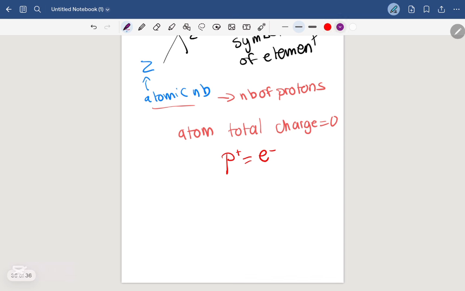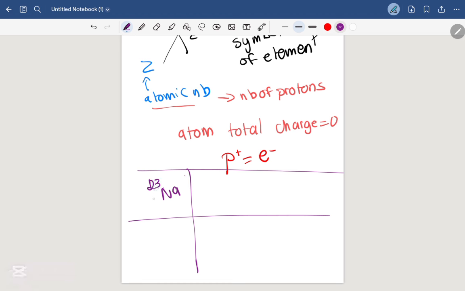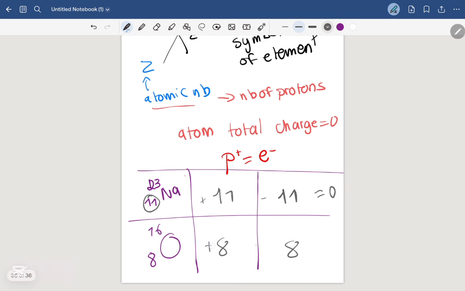So let's take an example. Let's take two examples. Let's say we have Na, sodium, which has a mass number of 23 and an atomic number of 11, and oxygen, which has a mass number of 16 and an atomic number of 8. Let us see how many protons it has and how many electrons it has. First of all, this is the number of protons, 11. And because we're dealing with an atom, the electrons are supposed to be 11. Why? Because plus 11 minus 11 is equal to 0. Same thing with oxygen, 8 electrons, because plus 8 minus 8 is 0.